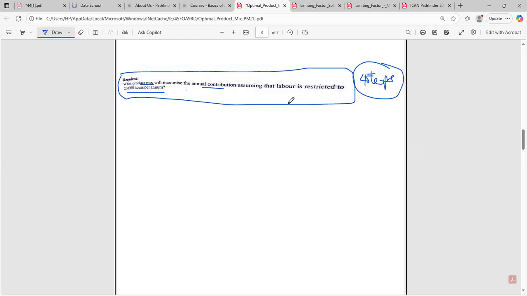So let's go back to the question. Now, in this question, they've also told us that labor is in limited supply. So how many labor hours do we have? We have 20,000 labor hours per annum. So they give it to you per year. If they give you per month, multiply by 12 to get per year. We are solving it on a yearly basis. All right? Makes sense. So labor is limited to 20,000 hours per annum.